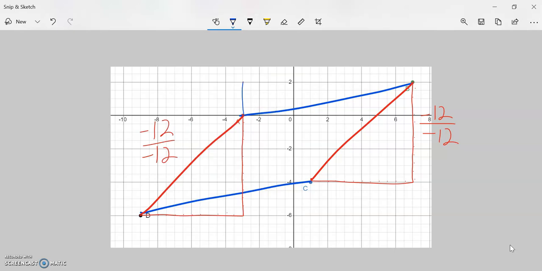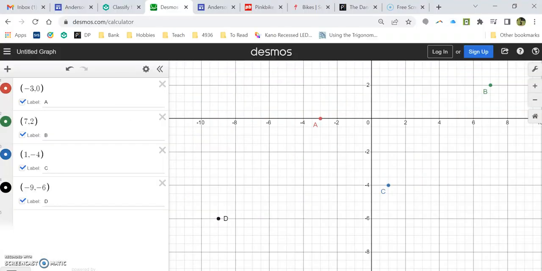So rise over run, all the way down. 1, 2, 3, 4. So we rose 4. Over 20. And here as well, we are going up 4, and how far over? 1, 2, 3, 4, 5, 6, 7, 8, 9, 10, 11, 12, 13, 14, 15, 16, 17, 18, 19, 20. Ta-da! It checks out. Both sets of sides are parallel.